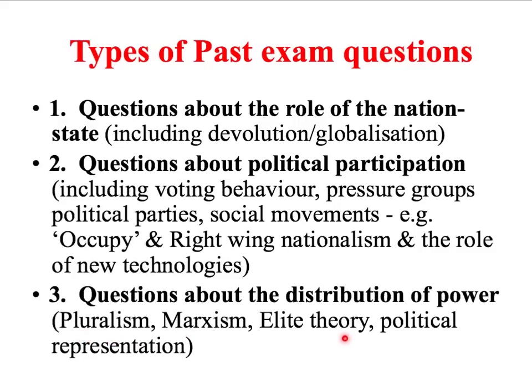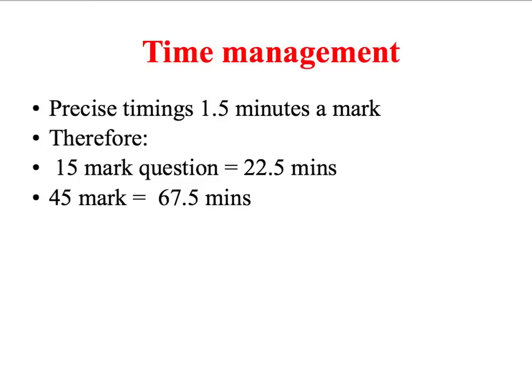Now, unfortunately, time management is not as straightforward as it was at AS level, where it was simply a minute a mark. So on this paper you've got 90 minutes, but you've got 60 raw marks. You've got your 15-mark question, and then you do one of the 45-mark questions. So that works out as a minute and a half a mark. So if we work out the timings precisely, that means that you've got 22.5 minutes for the 15-mark question, and then you've got 67.5 minutes for the 45-mark question.